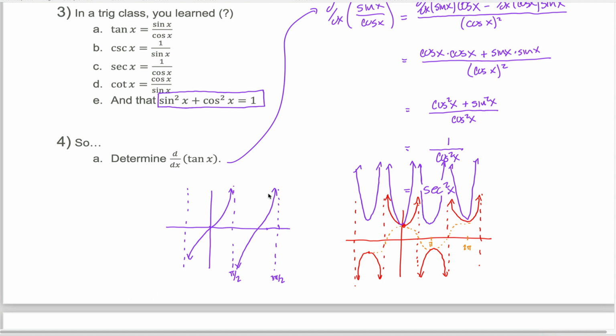I don't know. I think that's cool. Maybe you don't. Really, the big takeaway here is just that the derivative of tangent is equal to secant squared. And there's nothing special about tangent. We can do that for any of these 4 trig functions.